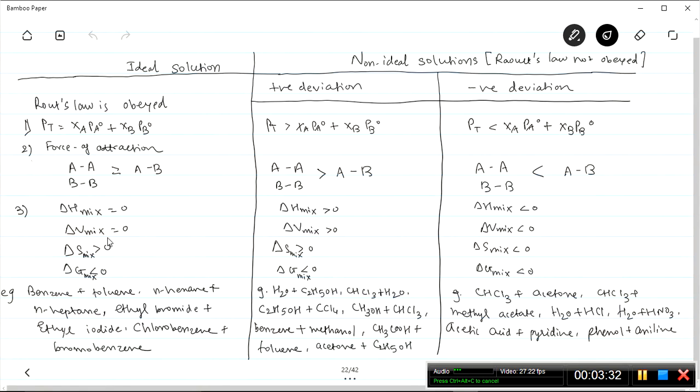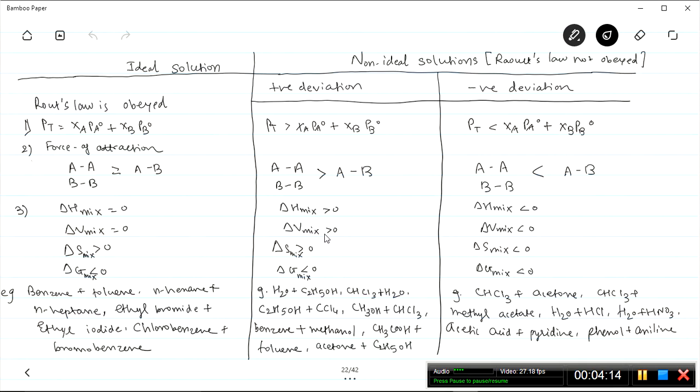The third difference between these three solutions is that in case of ideal solution, there is no heat evolved or absorbed, and similarly there is no change in the volume. That is, if you mix 1 liter of A and 1 liter of B, you will obtain 2 liters of solution. Whereas in case of positive deviation, we are saying that delta H of mixing is greater than 0. So that means to prepare this kind of solution, you will have to supply some amount of heat, and also delta V mixing is greater than 0. So what it means is, if you mix 1 liter of A and 1 liter of B, the volume of the solution that you will obtain will be greater than 2 liters.